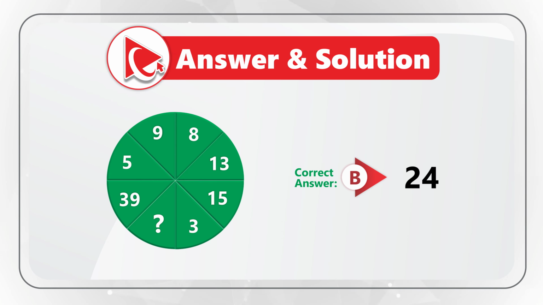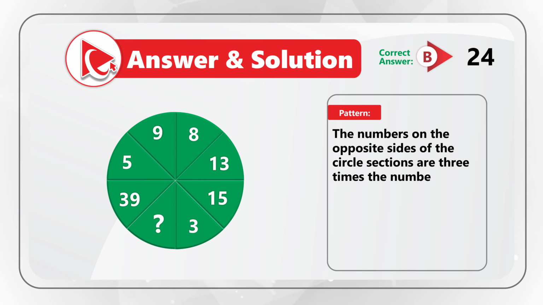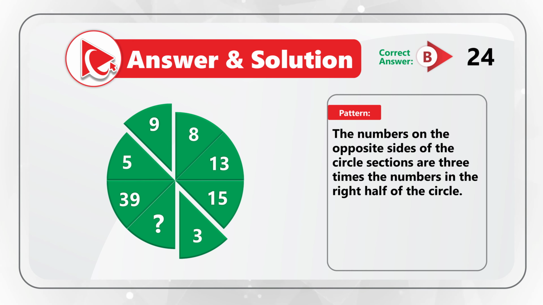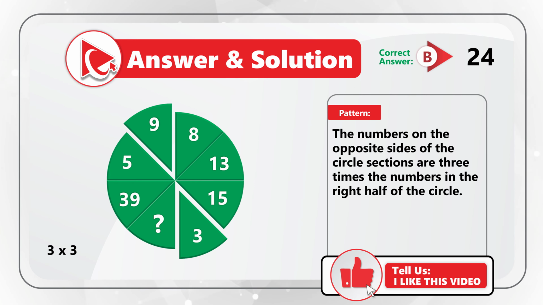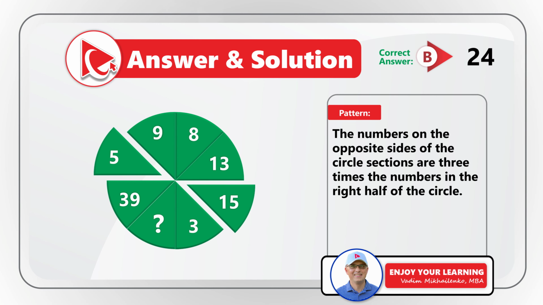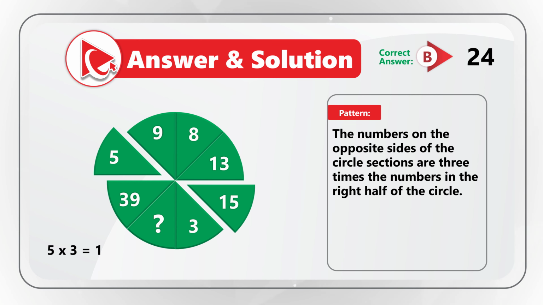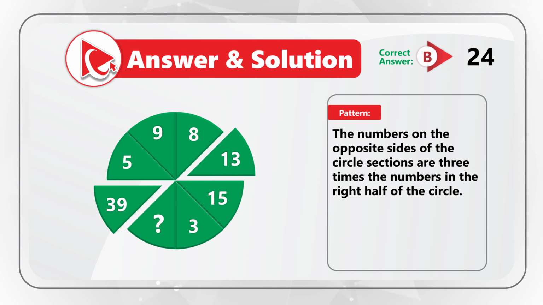And here's why. I think the numbers on the opposite sides of the circle sections are 3 times larger than the numbers on the other side. Let's take a close look. For example, the numbers on the opposite sides of the 5 o'clock and 10 o'clock sections are 3 and 9. And 9 is 3 times larger than 3. The next set of numbers is 5 and 15, and 5 multiplied by 3 equals 15. The next set is 13 and 39, and obviously if you multiply 13 by 3, you will get 39.